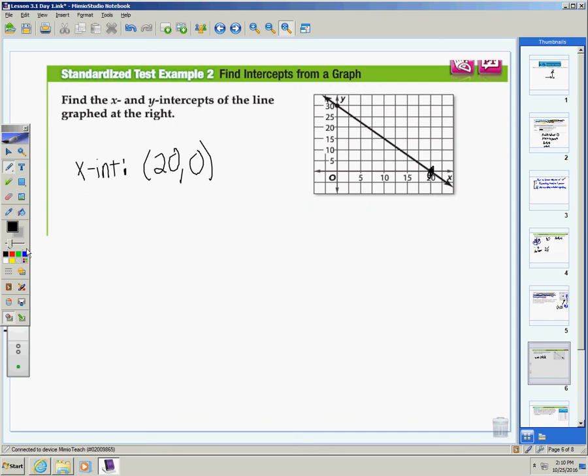Then I just need to find my y-intercept. My y-intercept is where I cross the y-axis, and I can see I cross the y-axis where y is 30. Remember, x is always 0 for a y-intercept, because notice if I'm on the y-axis, x is 0, and then I crossed it where y was 30. Just finding the x and the y-intercepts of a graph by looking where they cross those axes.